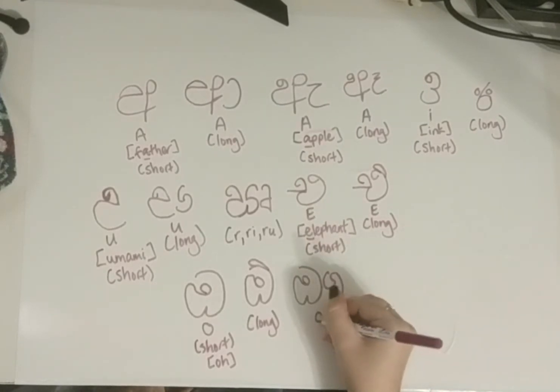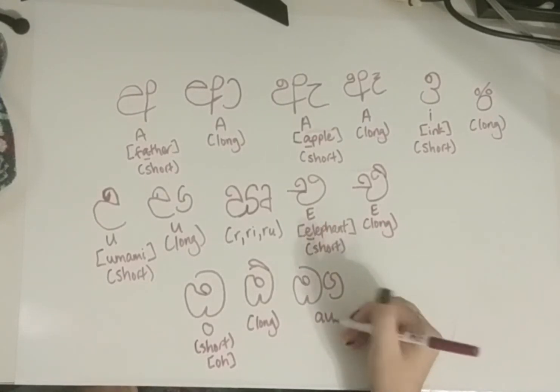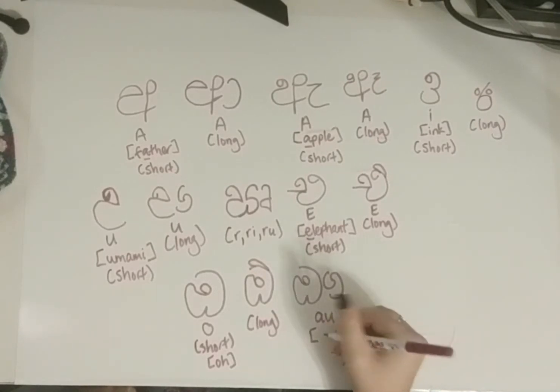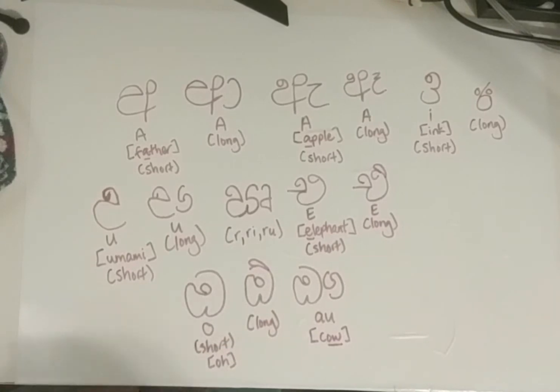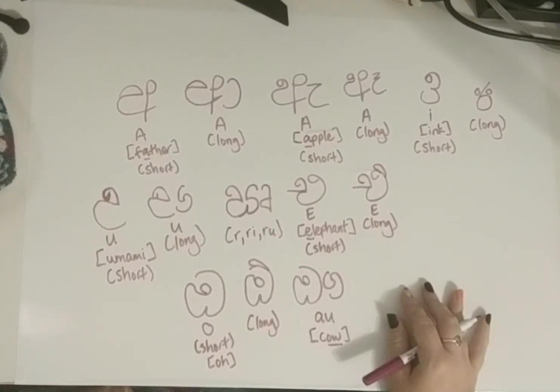And this sound is ow, like in the word cow. Or like when you stub your toe and you say ow. So these are the vowels. Let's go over one more time and then I'll erase.